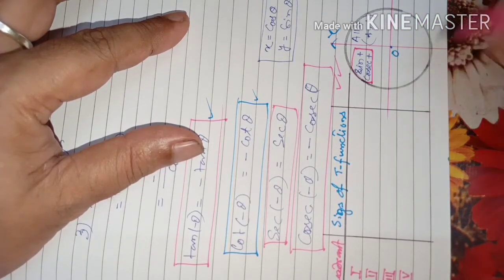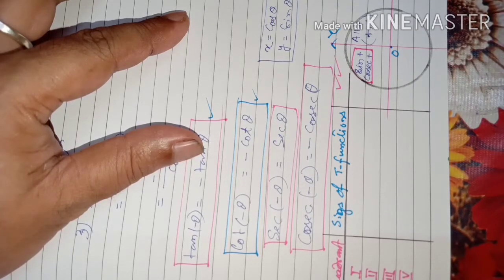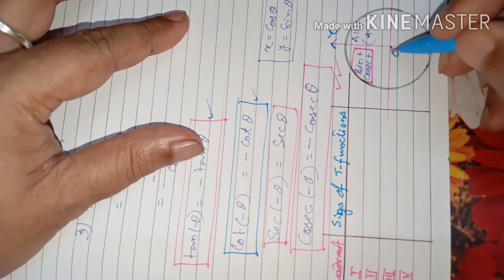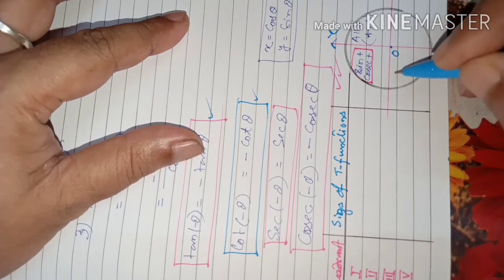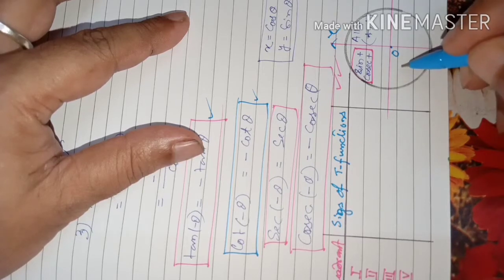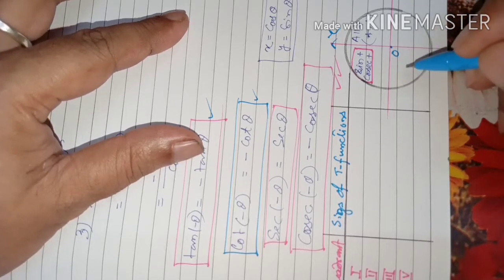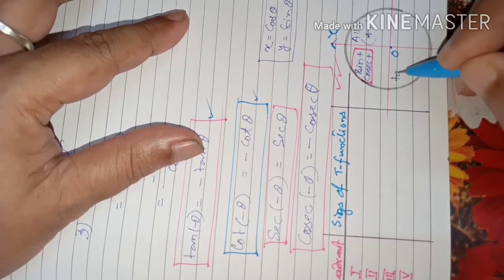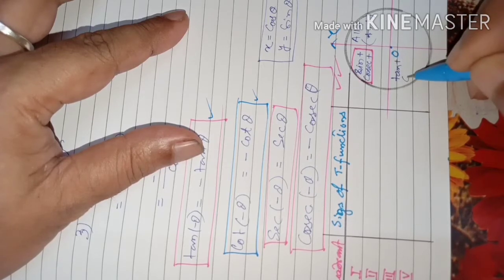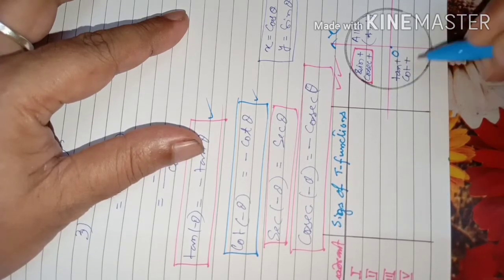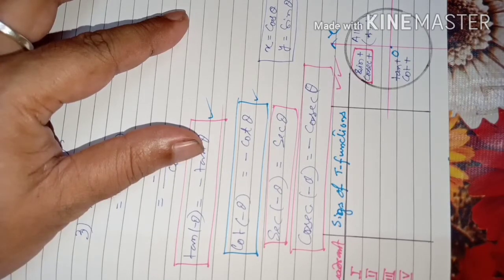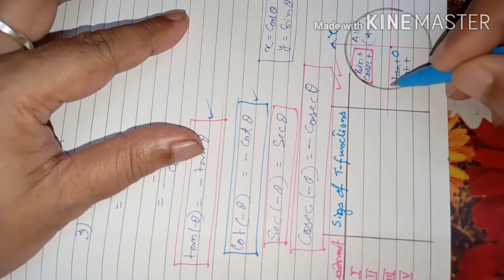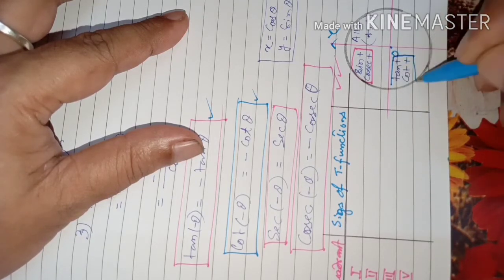In the third quadrant, cos is negative coming this way, and downward also negative. So cos is negative, sine also is negative. But what will be positive here? Tan will be positive, cot will be positive. Tan and cot are dependent on sine and cos. So when sine and cos both are negative, then their ratios will be positive.